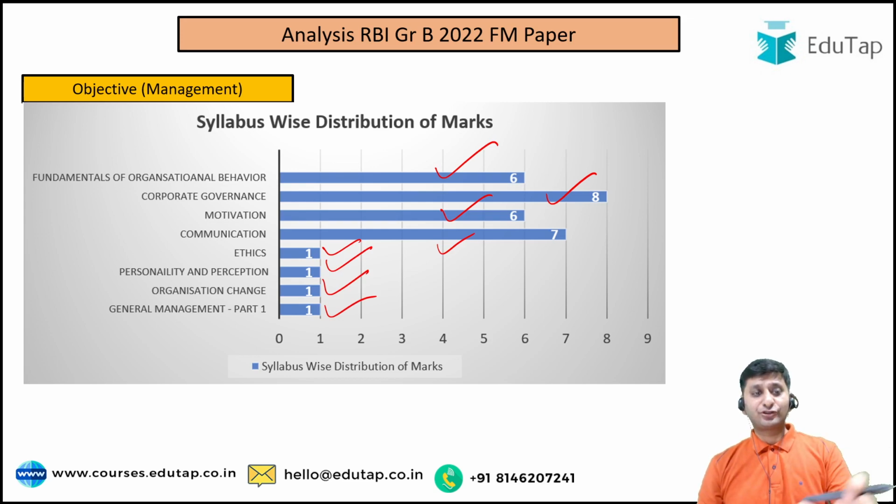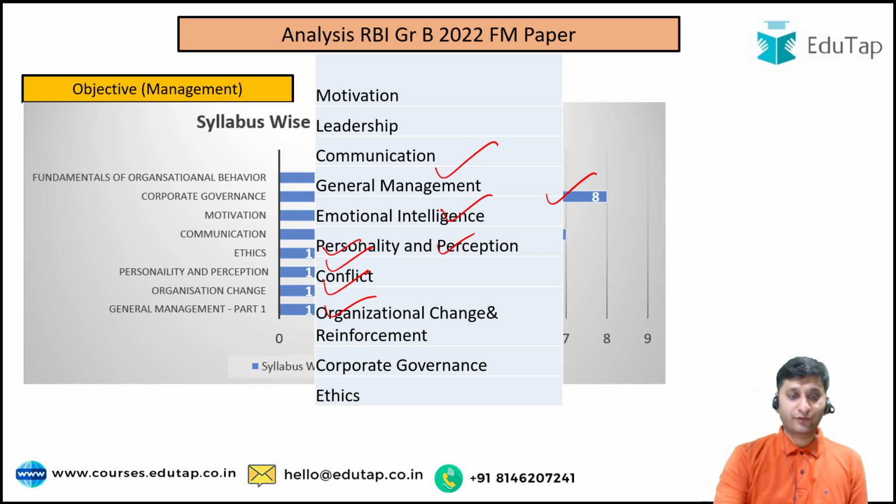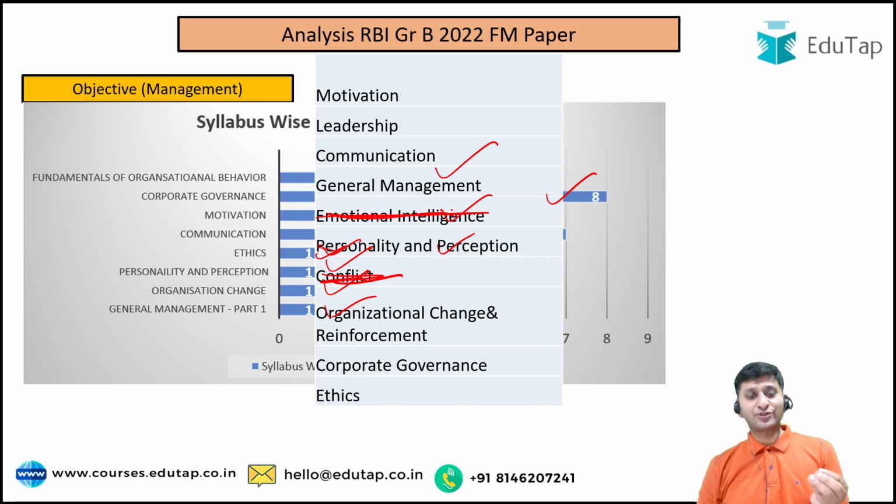Now why I say that this is pretty good distribution, because if you see the syllabus, these are the topics: motivation, leadership, communication. Now out of these topics, I think they put question from every topic except from conflict there was no question. Then from ethics there was a question, organizational change there was a question, personality and perception there was a question, emotional intelligence. So only I think these are the 2 chapters, emotional intelligence and conflict, from which there were no questions. Otherwise you can see that they tried to put question from every chapter. That's why I think, in my view, it was a pretty balanced paper. That is the maximum they could have done.